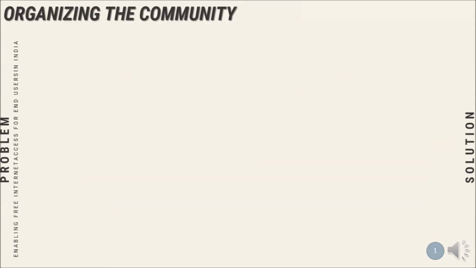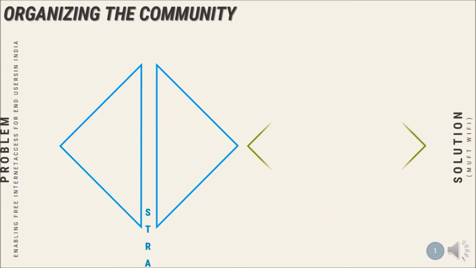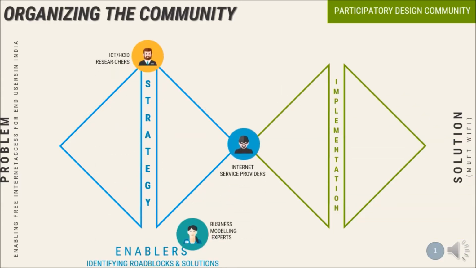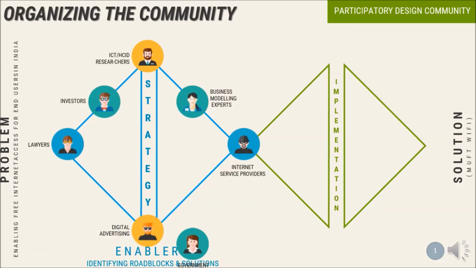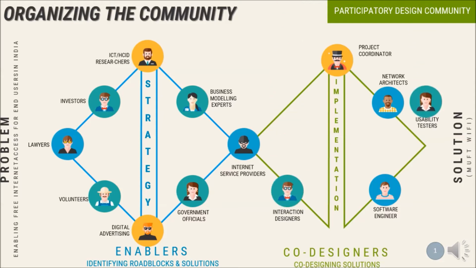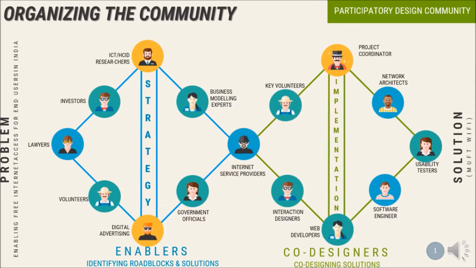After reaching out to various stakeholders, I organized the participatory design community into two groups: enablers and co-designers. The first group, the enablers, collectively identified legal, economical, and technical roadblocks that affect internet access at Wi-Fi zones. They also provided us with ideas on possible solutions to overcome these roadblocks. We got a lot of ideas in the first stage from a range of participants.